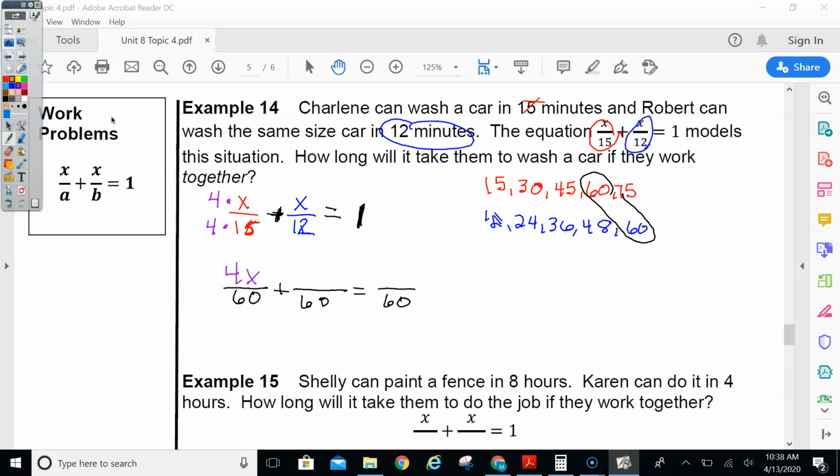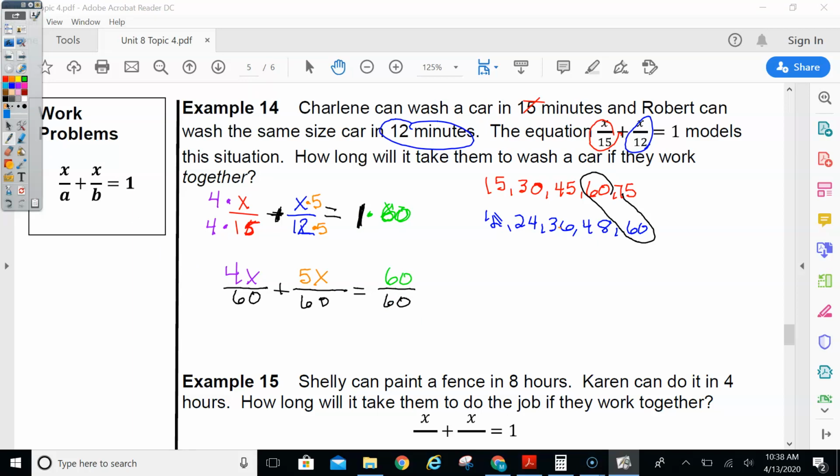And then same thing for the 12. What do I have to multiply 12 by to make 60? 1, 2, 3, 4, 5. Multiply it by 5. Whatever I do to the bottom, I have to do to the top. So it's 5x here. And this is a 1. So what do I have to multiply 1 by to get 60? Well, I have to multiply it by 60. So this one always gets multiplied by the number as well. Whatever the least common multiple is, that's what this is always going to be multiplied by. Because it's 1. 60 over 60 is just going to cancel and leave you 1.